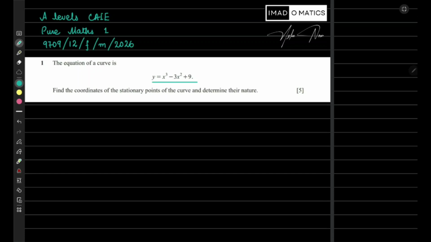Whenever we need to find the coordinates of the stationary point, what we do is put the first derivative equal to 0. This will give you the x coordinate of the stationary point, and then we will substitute that x coordinate in the original equation to get the y coordinate.